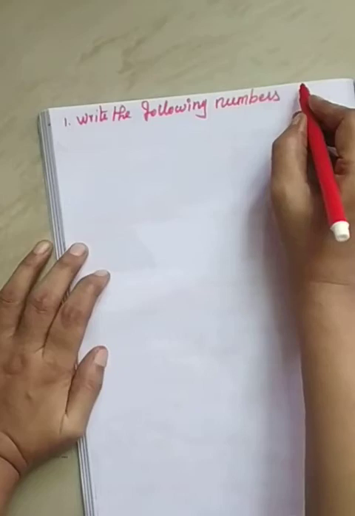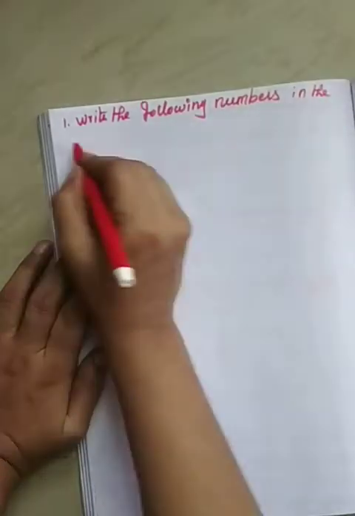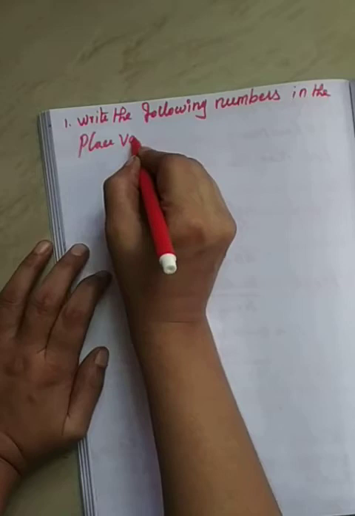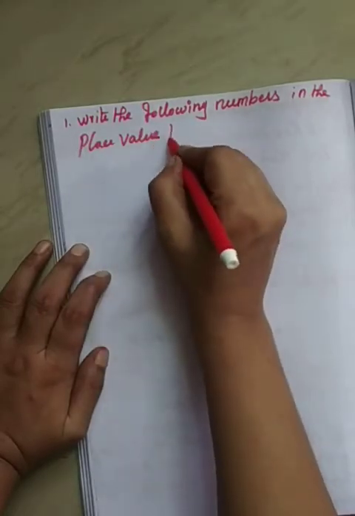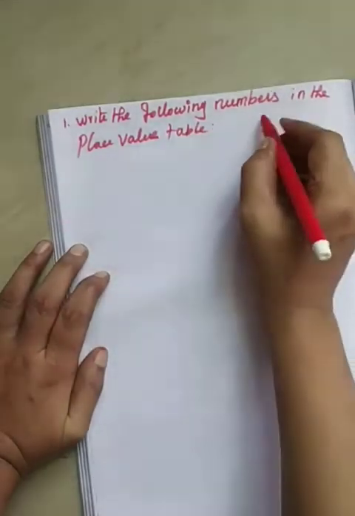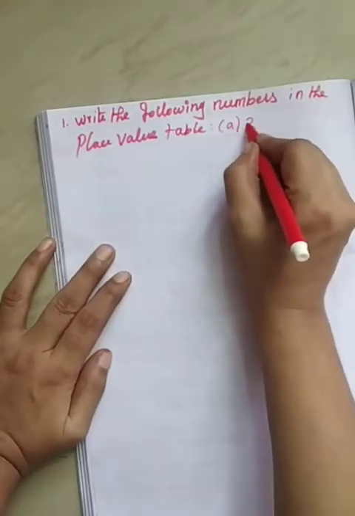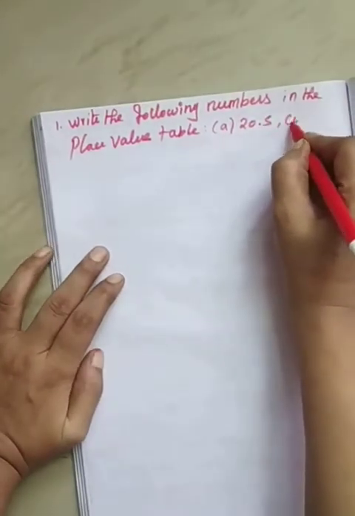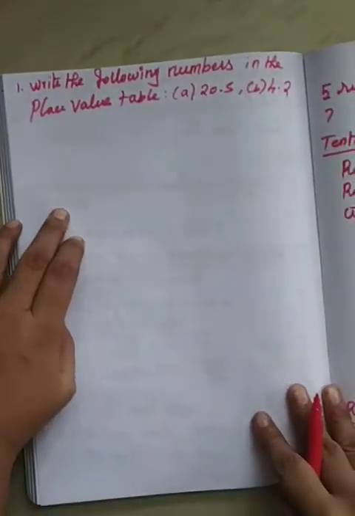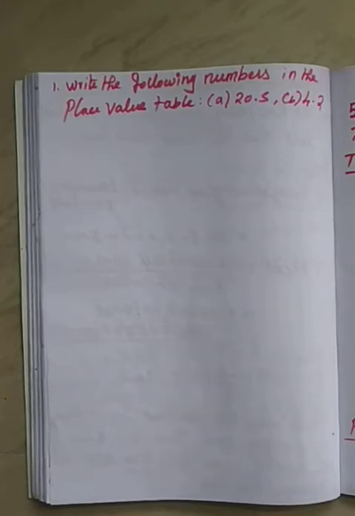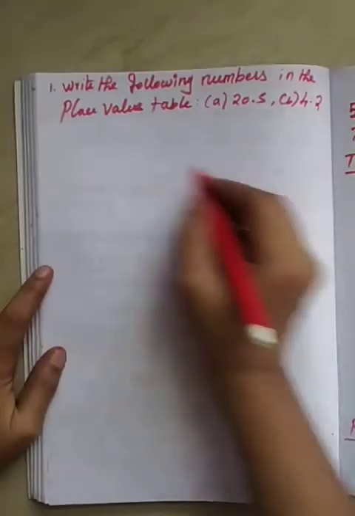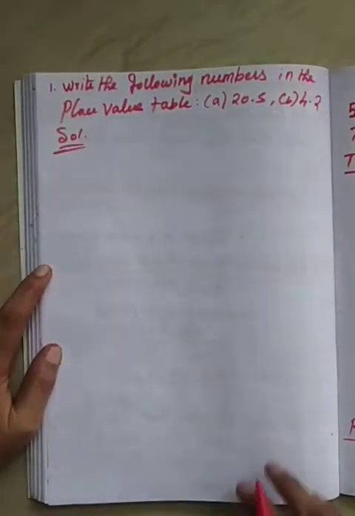In the place value table. First one 20.5, the second one 4.2. Okay, see, what is the question? Write the following numbers in the place value table. Now see here. Let us make a common place value table, assigning appropriate place value to the digit in the given number.